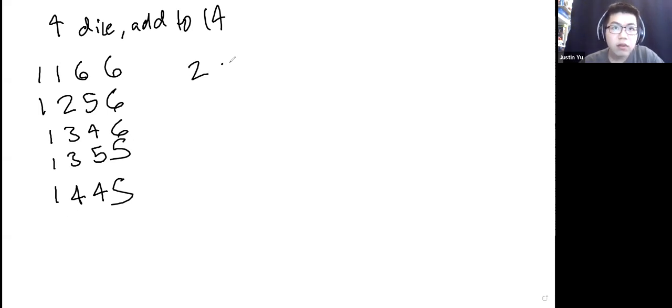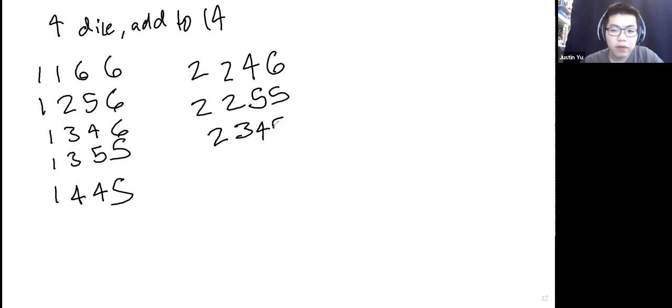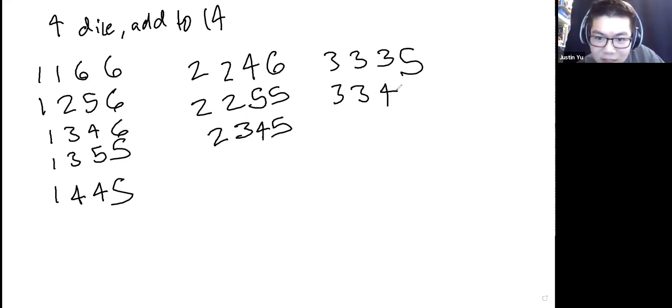So 2, 2, 4, 6, 2, 2, 5, 5, 2, 3, 4, 5, and I think this is 3, 3, 3. Yeah, this is, I think, the fastest way. Can you do stars and bars and then subtract the other cases? That's complicated casework. This is simple casework, and it's actually not that bad. I guarantee it. Because what I've just done is I've just listed all the cases. This is it.